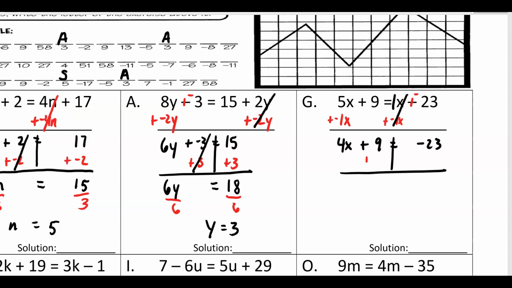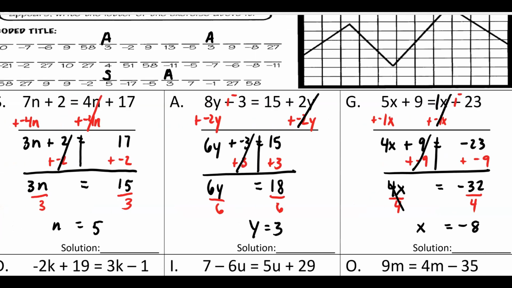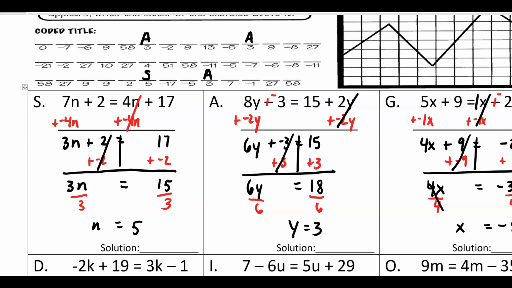And now I see plus 9, so I'm going to add negative 9. This is good for us to add negative 9 because now we see that's the same sign. So I'm just going to add those together, keep the sign. Drop down 4x equals negative 32. And then see 4x, so I divide it by 4. X is equal to negative 8. So wherever I see negative 8, I'm going to put the letter G. There's one negative 8. G. There's another negative 8. G. And I believe that's it.